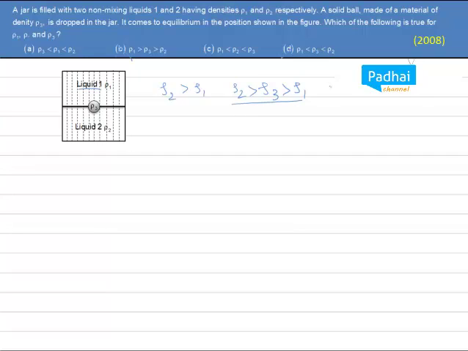So this was a very basic and very simple question which came in 2008. As I've already told you many times, the kind of questions being asked in AIEEE are of a very easy nature. You just need the basic concepts right, and you will be able to solve it properly.